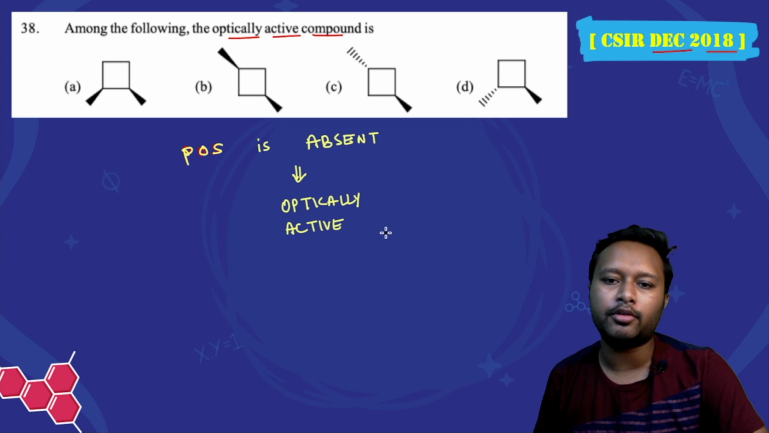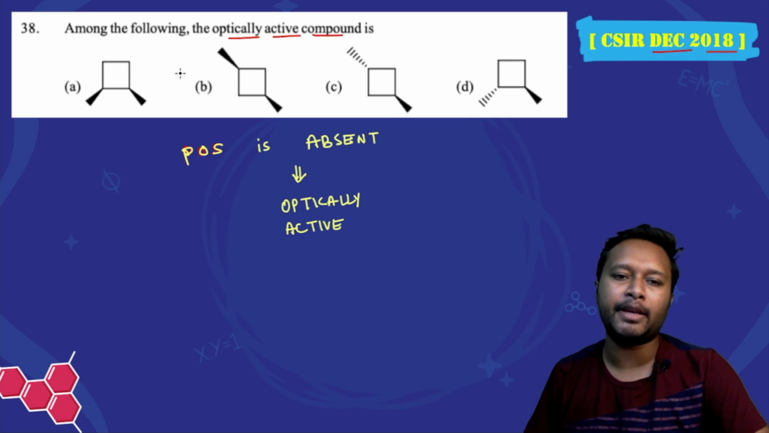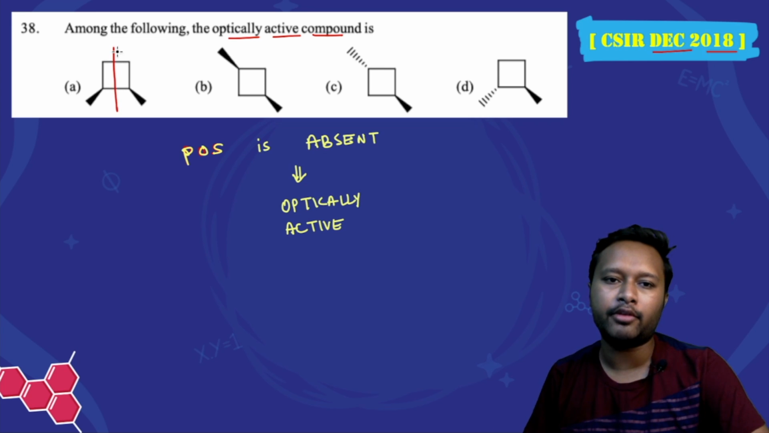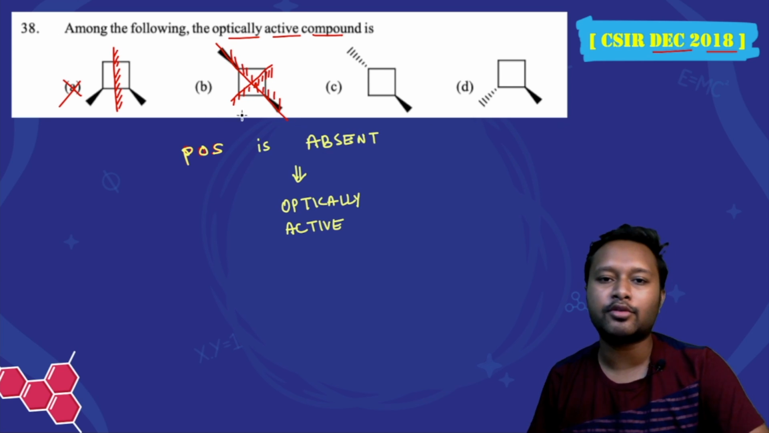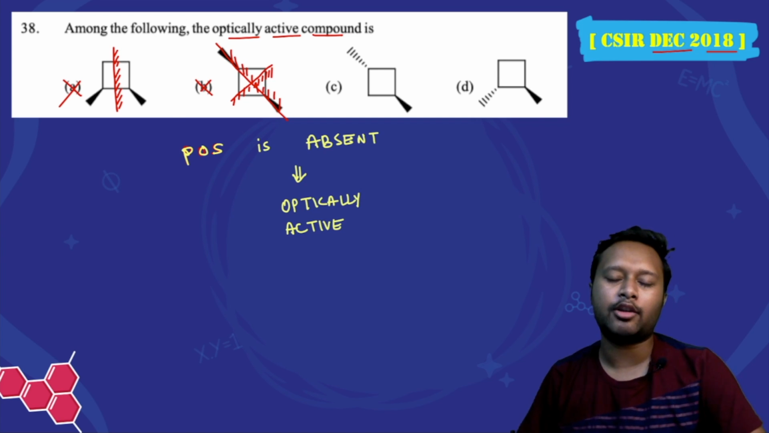So if you look at the options over here, there are 4 options. Just look at the plane of symmetry. The first one has both the groups on the same plane, so obviously you will have a plane of symmetry which will bisect the molecule into 2 equal halves. So A has a plane of symmetry, so it's not optically active. Option B will have two planes of symmetry. One plane of symmetry is going to pass through like this, the other plane of symmetry is going to pass through like this. So the presence of both these planes of symmetry is going to make the molecule optically inactive. Cancel out this as well.